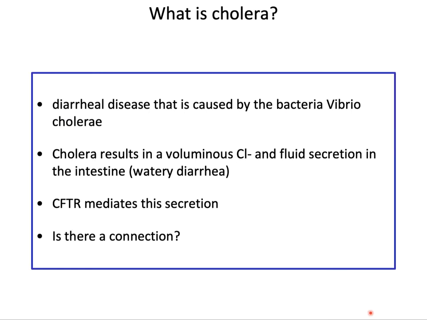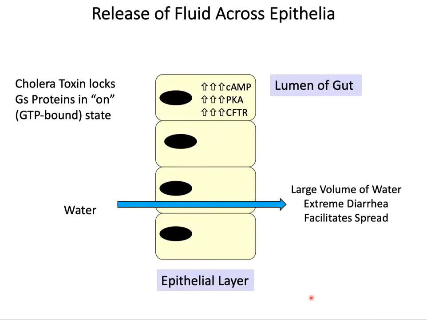So let me just remind you that cholera is a diarrheal disease. It is caused by the bacterium Vibrio cholerae. It is a waterborne infection, and one of the most prominent symptoms of cholera is the secretion of chloride and fluids into the intestine, resulting in very watery diarrhea. And remember that CFTR mediates the movement of fluid across epithelia. So is there a connection? Let's look at how cholera works, and then let's look at how cholera may have selected for individuals who are heterozygous for the cystic fibrosis gene.